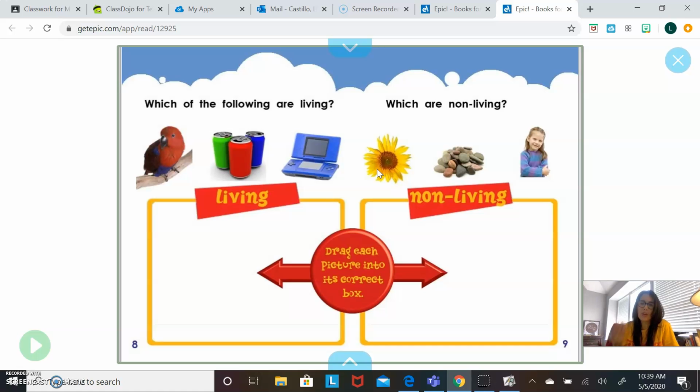So when we are looking at an object and we're trying to decide if it's living or non-living, we need to ask ourselves some questions. And those questions are, does it need water? Does it need air? Does it need the sun? If we can say yes to those things, then we can say, yes, it is a living object. What about these rocks? Non-living, right? And what about this little girl? Right, she's living. That will go under here.